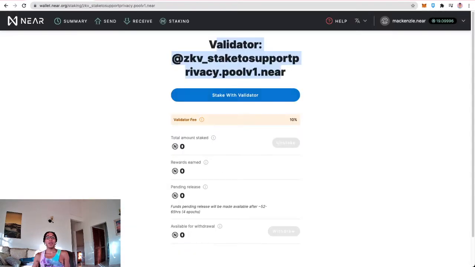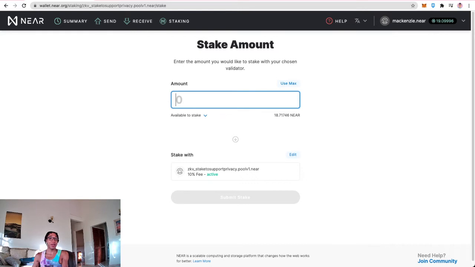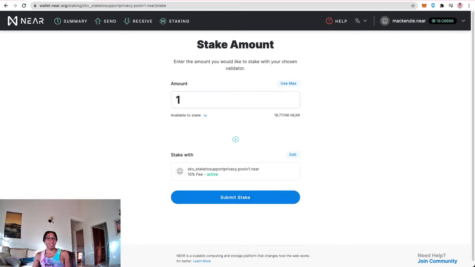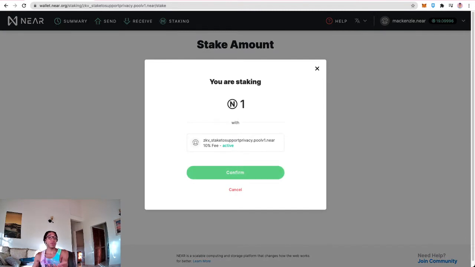So if we decide that we wanna stake with this validator here, all we gotta do is click stake with validator and put an amount in. So let's just put 1 NEAR in. I'm gonna unlock my ledger so we can get prepared for this. So now I could hit submit stake, okay? It'll make me confirm that I'm basically gonna send 1 NEAR token from my wallet to the smart contract for this validator. So I hit confirm.